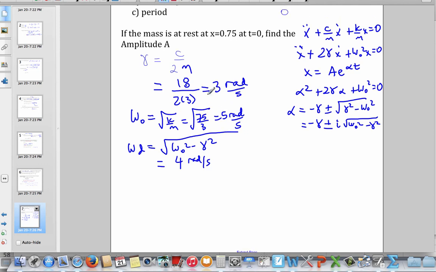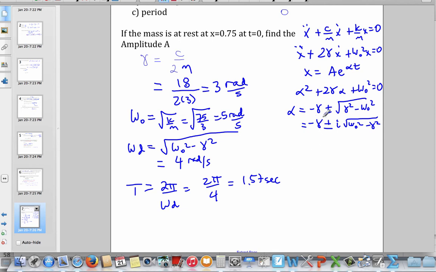The period is still going to be 2 pi over omega, but in this case it'll be over omega damped. So that's 2 pi over 4. That's a half pi, so what is that? 1.57 seconds for the vibration.